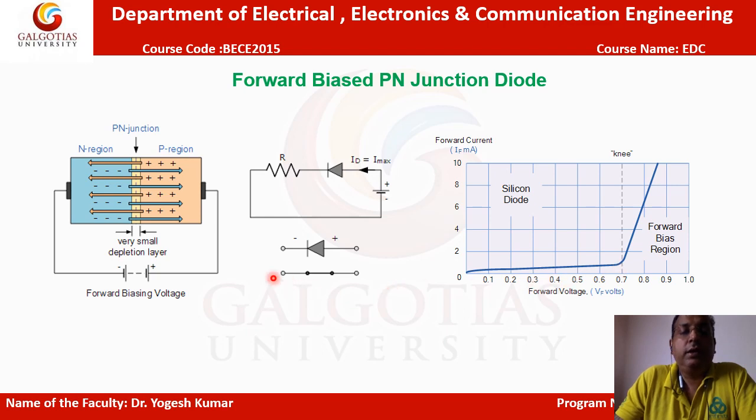We know that the barrier voltage that exists in the depletion region of the silicon diode is 0.7 volt. So we can say there are two batteries connected in this circuit. One is the external battery that we have applied, and one is the internal voltage that acts as a battery and appears in this diode.